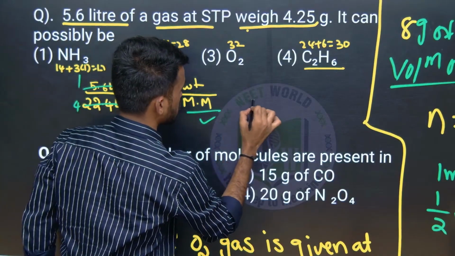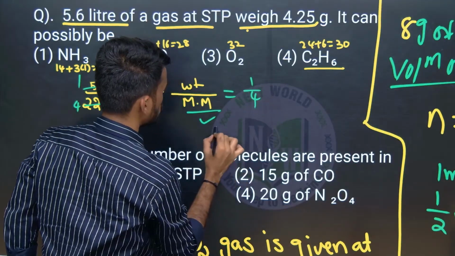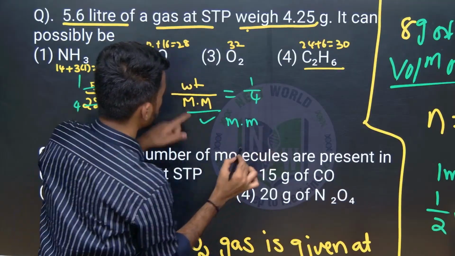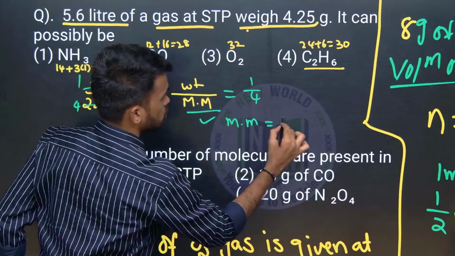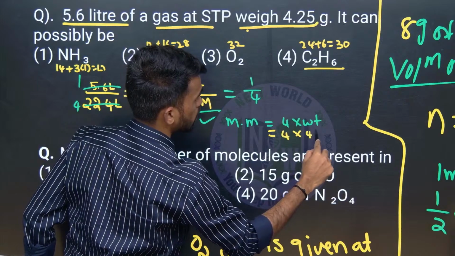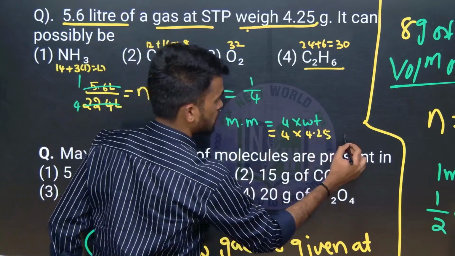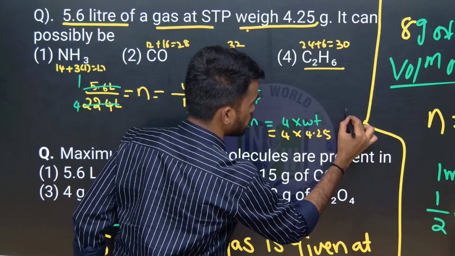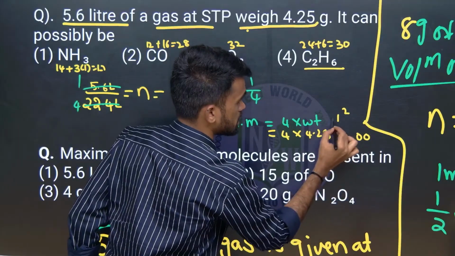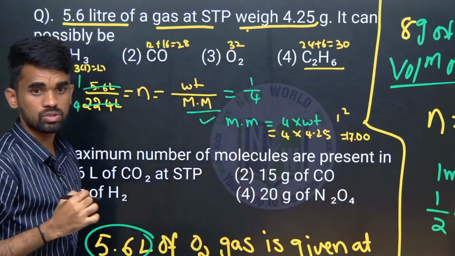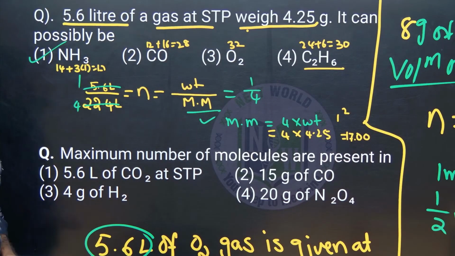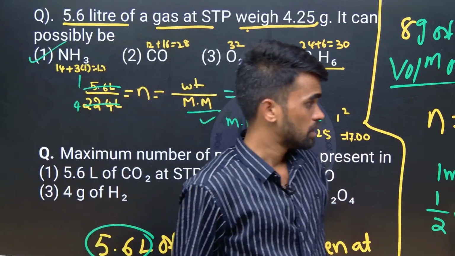Now the number of moles is 1 by 4. So molar mass equals weight into 4. What is the weight they have given? 4 into 4.25. 5 4s are 20, 0 2, 2 8 plus 2, 10, 0 1, 4 4s are 16, 17, so 17.00. Which option has 17 as molar mass? The first option. You can take that as your answer. Hope it is clear?